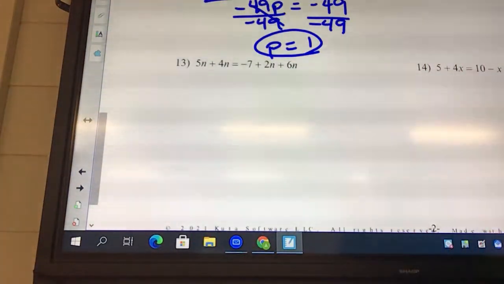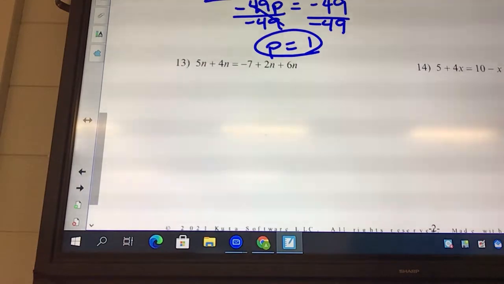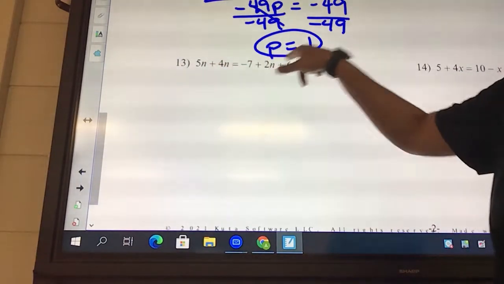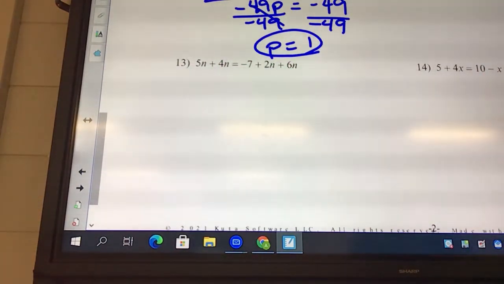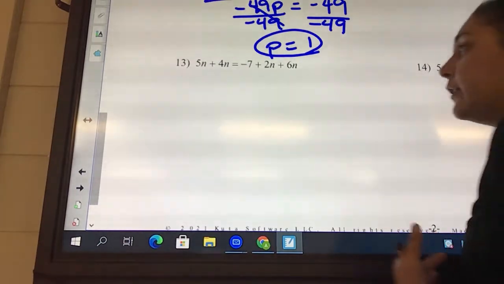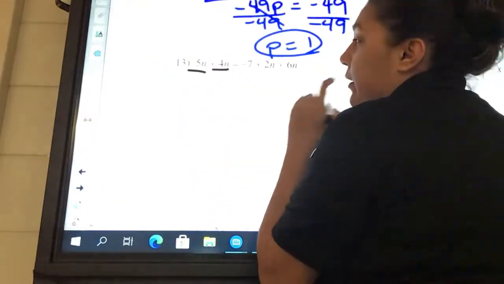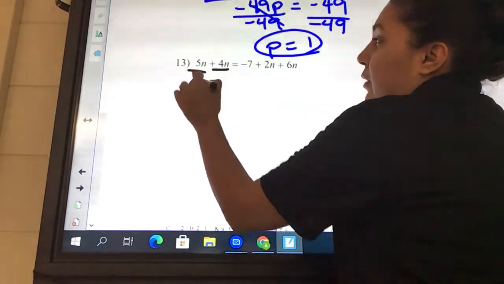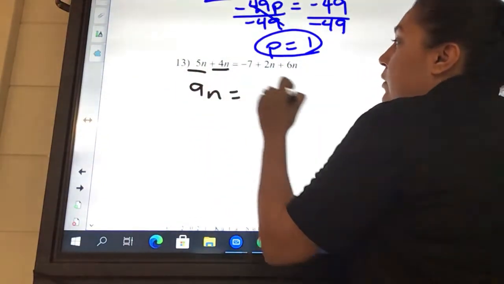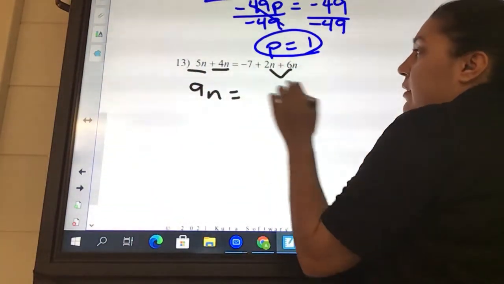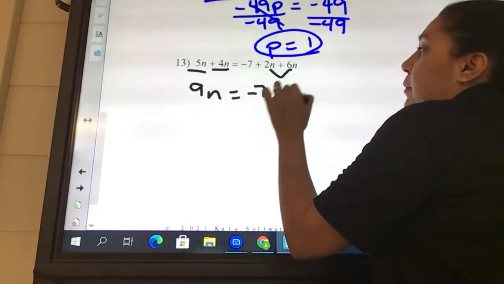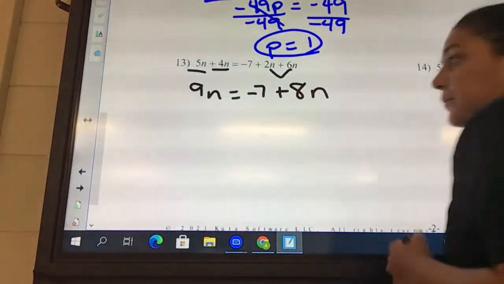Okay, looking at 13, well, I can see I got 1, 2, 3 pieces. So we're going to combine what we can and then start working. So I got 5 and a 4 on the same side, so I can have 9n equals, and over here I can combine this 2 and this 6. And that's going to give me an 8n.